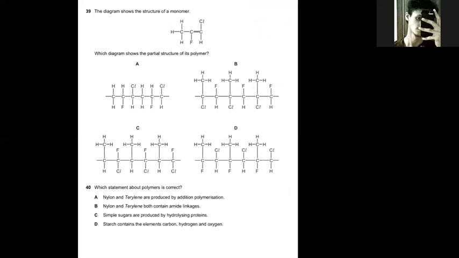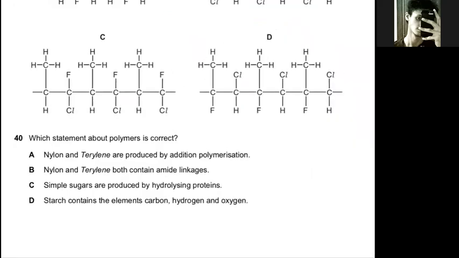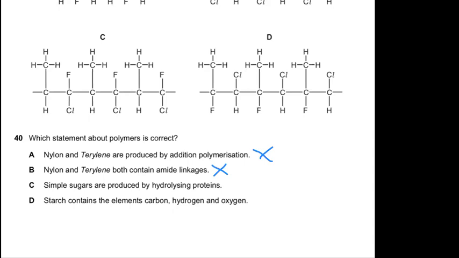And the last question, which statement about polymers is correct? Nylon and terylene are produced by addition polymerization. This is wrong because they are produced by condensation polymerization. Nylon and terylene both contain amide linkages. Again, this is wrong because nylon does contain amide linkage, but terylene does not. And C, simple sugars are produced by hydrolyzing proteins. Hydrolyzing proteins would produce amino acids. So again, this is wrong. Starch contains the elements carbon, hydrogen, and oxygen. This is the correct option.